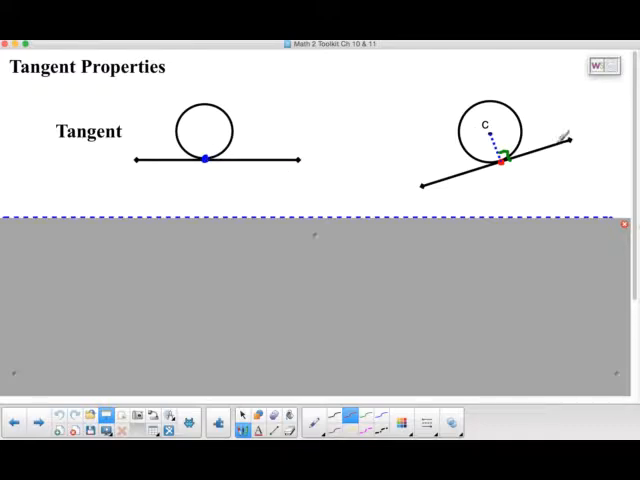Here's another diagram of a tangent line, and here's the point of tangency where it crosses. And if you were to go ahead and connect that point of tangency with the center, it would create a radius, and it turns out that radius and the tangent line right here end up creating a perpendicular angle, or a 90-degree angle. So that's something to know in terms of properties and tangents.